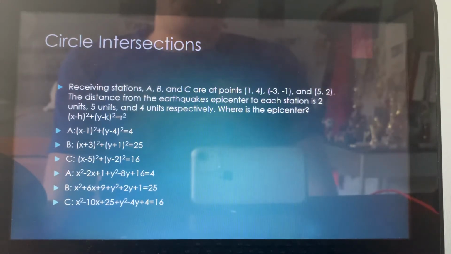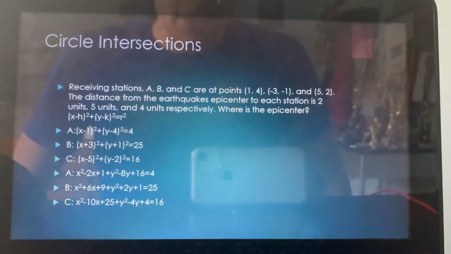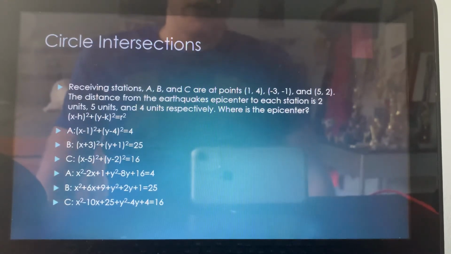To this practice problem. Receiving stations A, B, and C are at points (1, 4), (-3, -1), and (5, 2). The distance from the earthquake's epicenter to each station is 2 units to A, 5 to B, and 4 to C, respectively. Where is the epicenter? Now, we know the equation for a circle is (x - h)² + (y - k)² = r². So let's write these down.